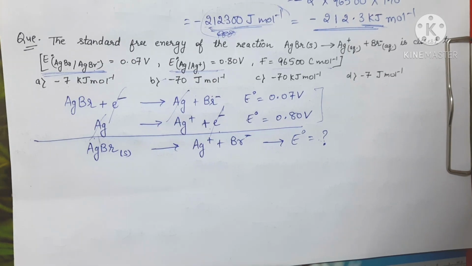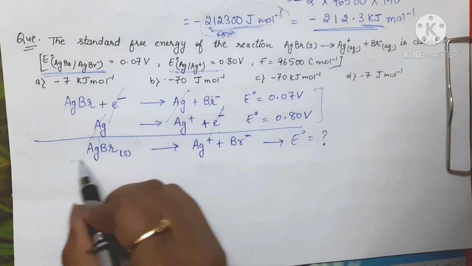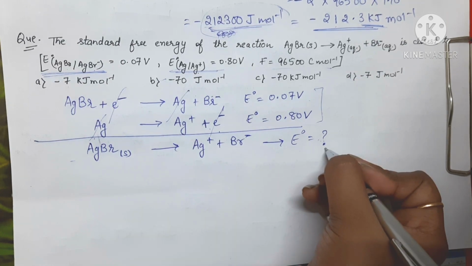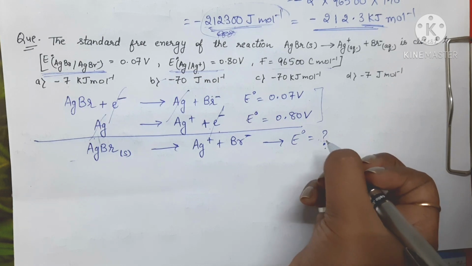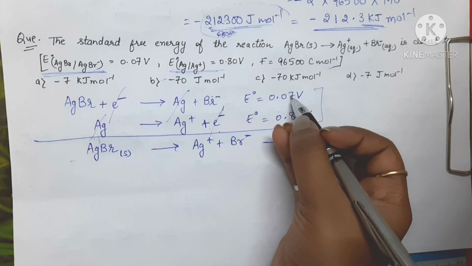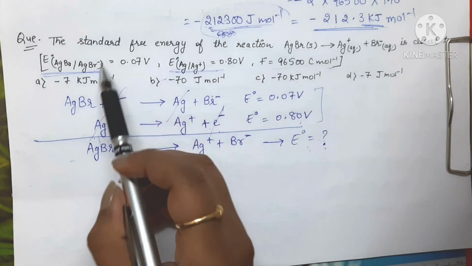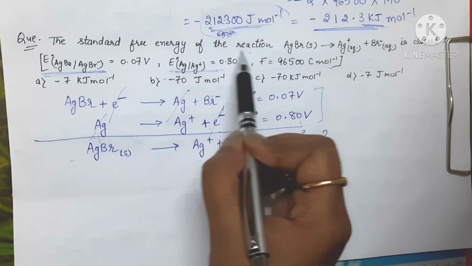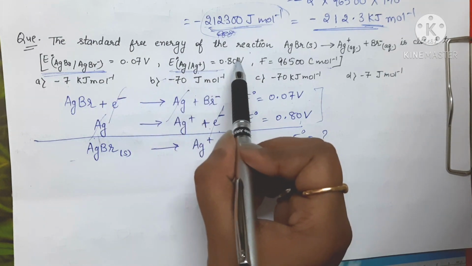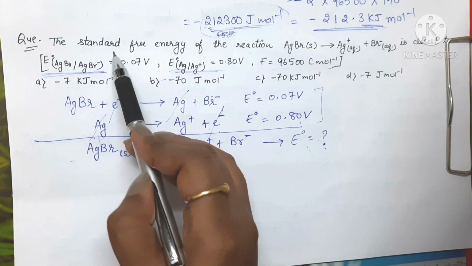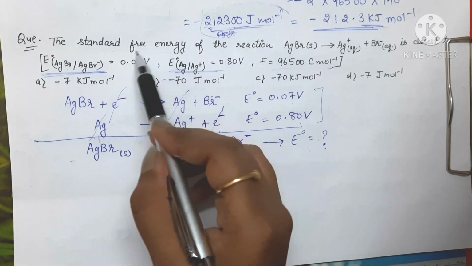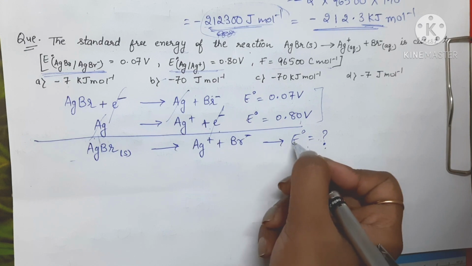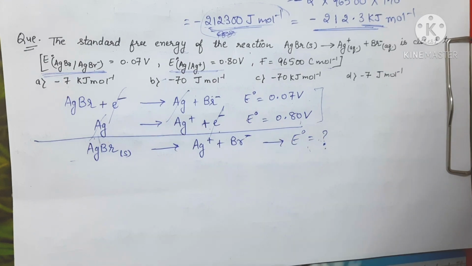So this is the overall reaction, and for this we have to find out the E naught value. And how can we find that? We can find it using these two values. In the question they are asking about the standard free energy of the reaction. So standard free energy is nothing but the delta G naught value, right? Standard means delta G naught value, standard free energy. So first we'll find out the E naught value, and then using the E naught value we can find out the delta G naught value.